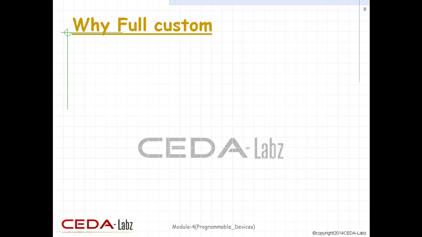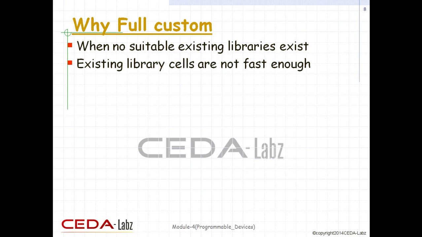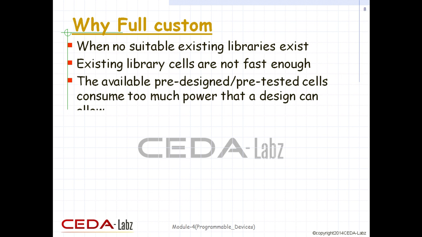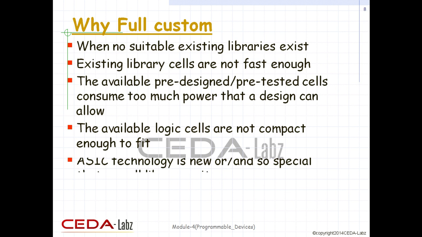Now the question arises, why do we go for full custom? Sometimes it happens that for some new design, or in any specific application design process, the existing cell libraries are not available. This occurs many times. Sometimes delays do not match, or there will be a power consumption problem or sometimes an area problem. The available cells will not satisfy the design constraints. So in order to achieve design constraints, we go for full custom ASIC cells.